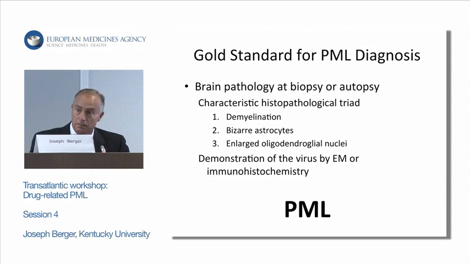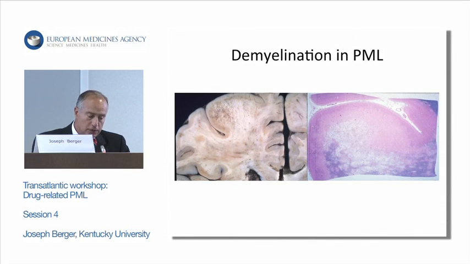In any event, biopsy and autopsy are really gold standards, but we don't want to wait for the autopsy, do we? And there you want to see the characteristic histopathologic triad of demyelination, bizarre astrocytes, and enlarged oligodendroglial nuclei. And you want to demonstrate that the virus is there by electron microscopy or immunohistochemistry. And I showed you this picture earlier.